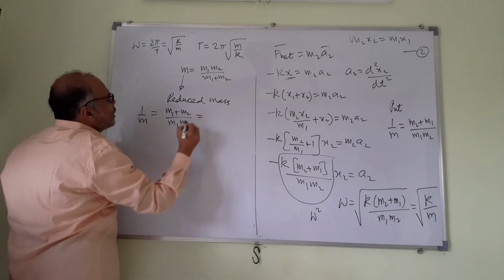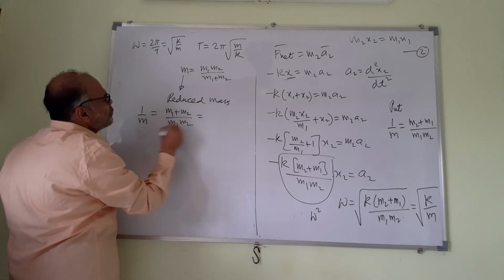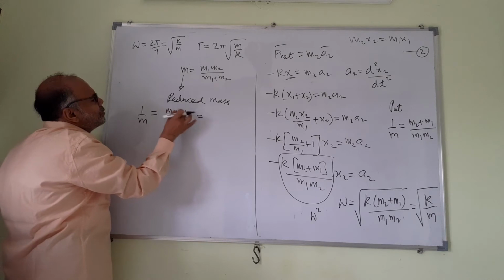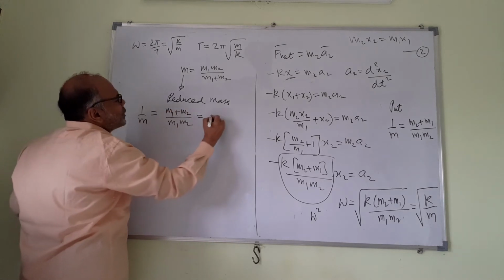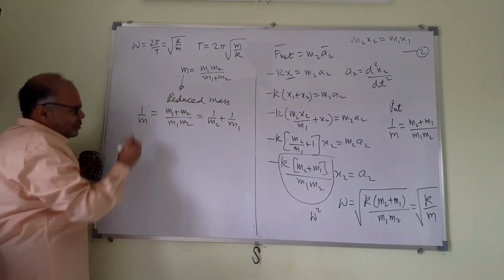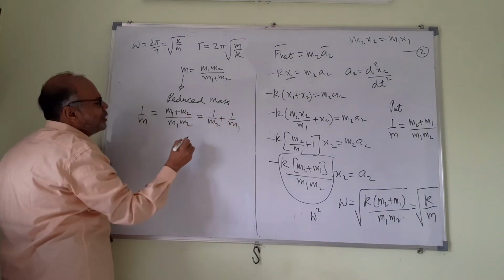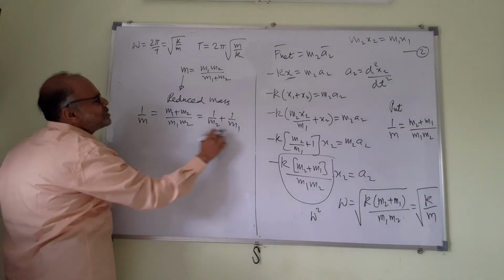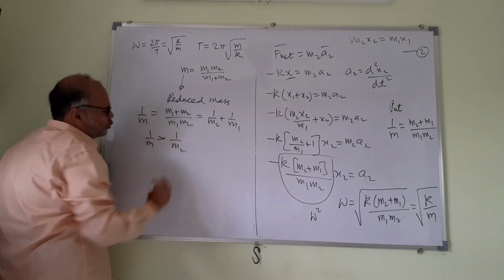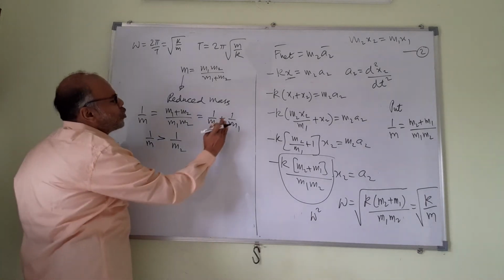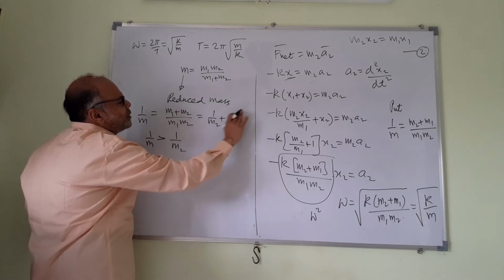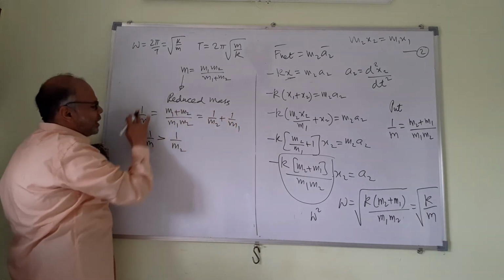So this can be written as, if I divide this denominator to each of the components of the numerator, I will get 1 by m2 plus 1 by m1. So 1 by m is 1 by m2 plus 1 by m1. Now since 1 by m is this, I can say 1 by m would be greater than 1 by m2. Yes, because this 1 by m1 is a positive quantity. If I remove that, this quantity will be lesser than 1 by m.